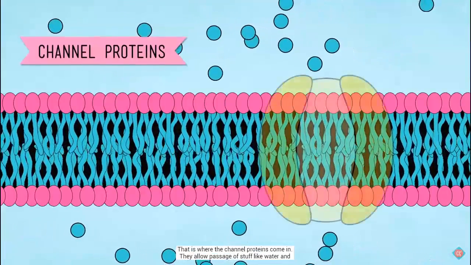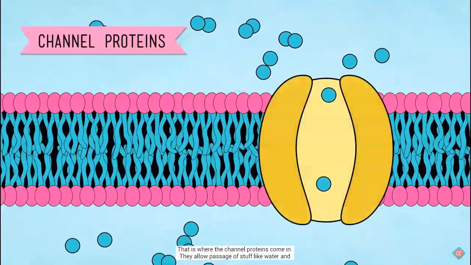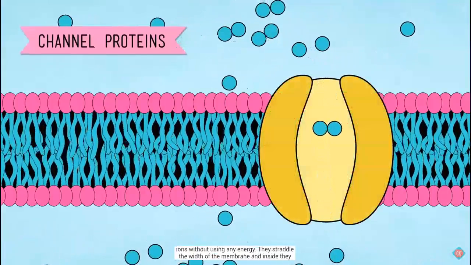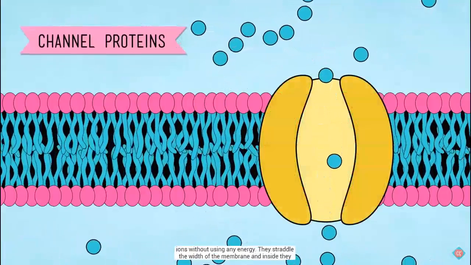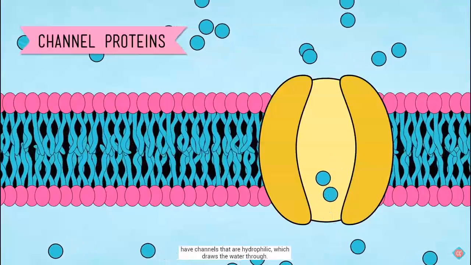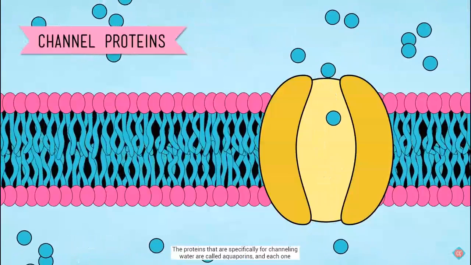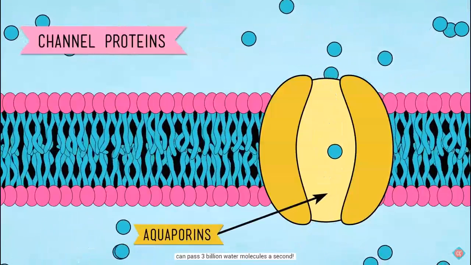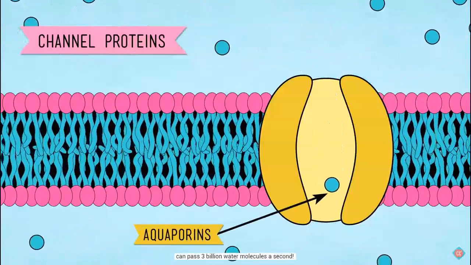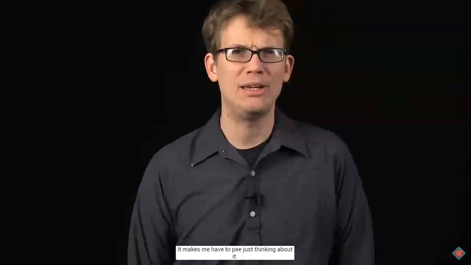That is where the channel proteins come in. They allow passage of stuff like water and ions without using any energy. They straddle the width of the membrane, and inside they have channels that are hydrophilic, which draws the water through. The proteins that are specifically for channeling water are called aquaporins. Each one can pass 3 billion water molecules a second. Makes me have to pee just thinking about it.